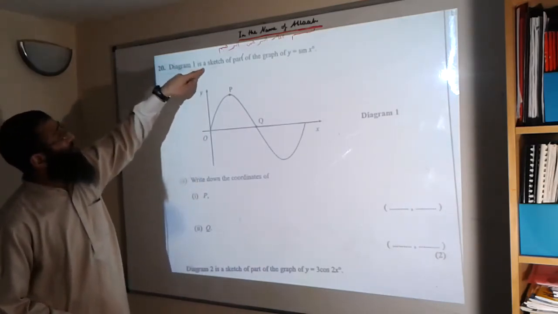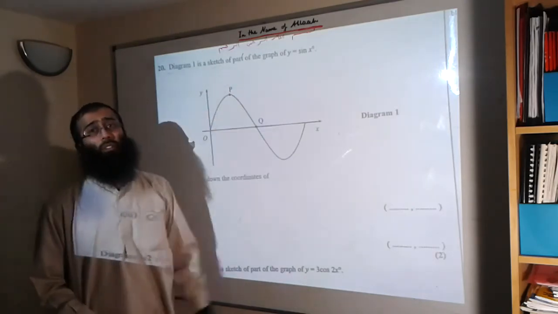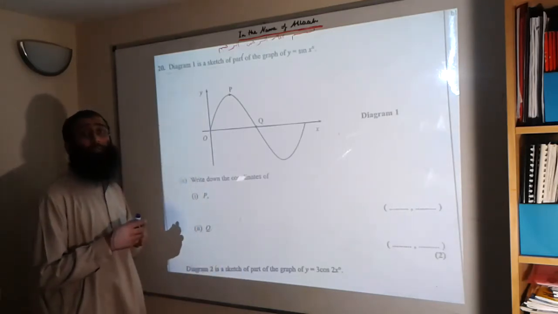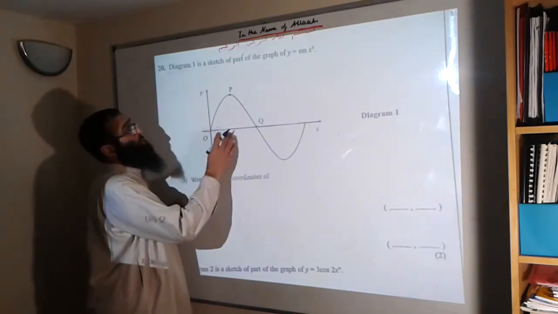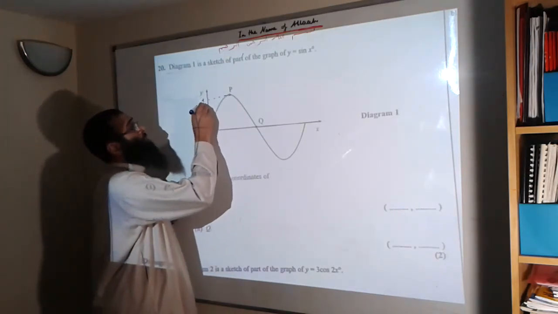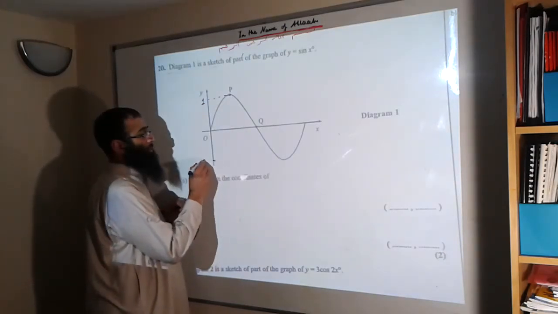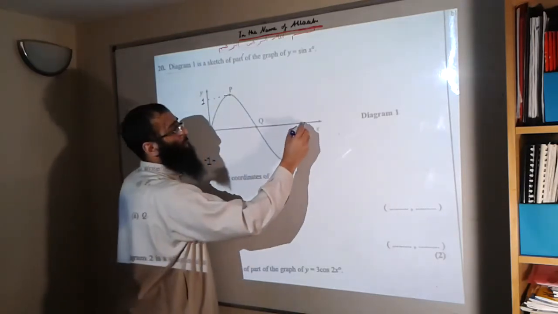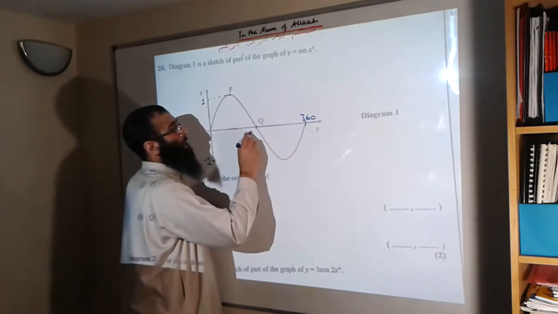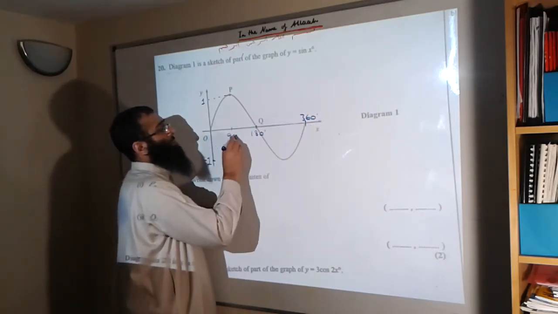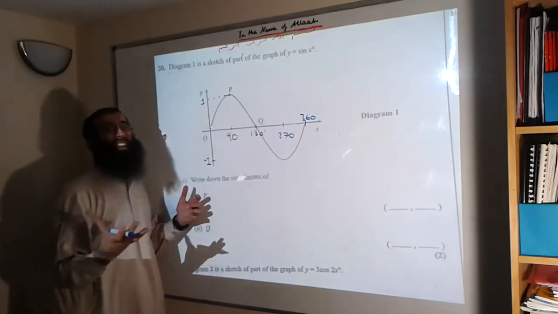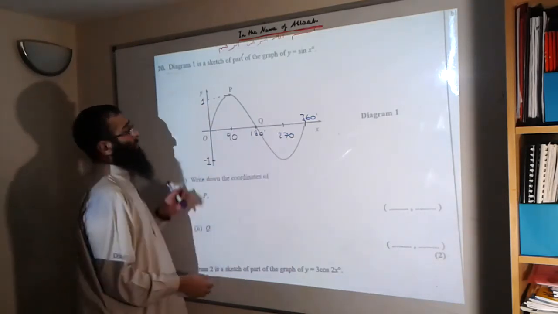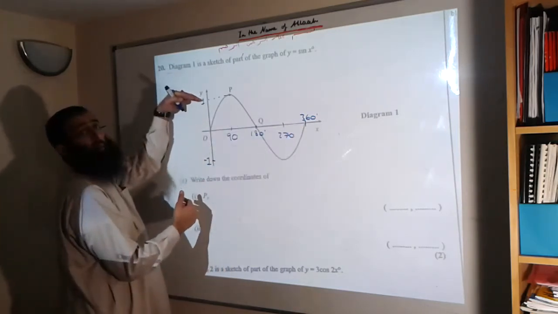Diagram 1 is a sketch of a part of the graph of y equals sine of x. So before we go any further, going into the examination, we should know the main points of a sine function. For example, we should know that the maximum amplitude of a sine function is 1, and the minimum, symmetrically, is minus 1. We know that one cycle of a sine curve goes over 360 degrees. Halfway would be 180 degrees, and half of that would be 90. So this is some of the basics that we should know, to be able to quickly and easily label up a sine curve. Okay? It starts from 0, goes to 360, the maximum height is 1, the minimum is minus 1.